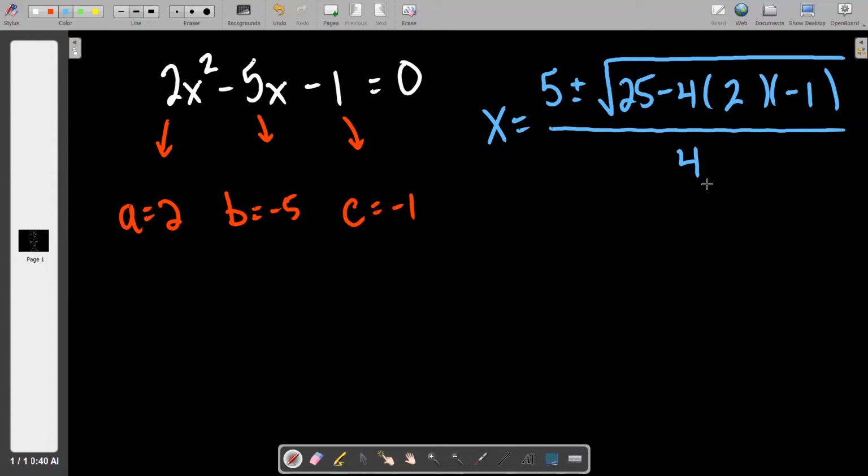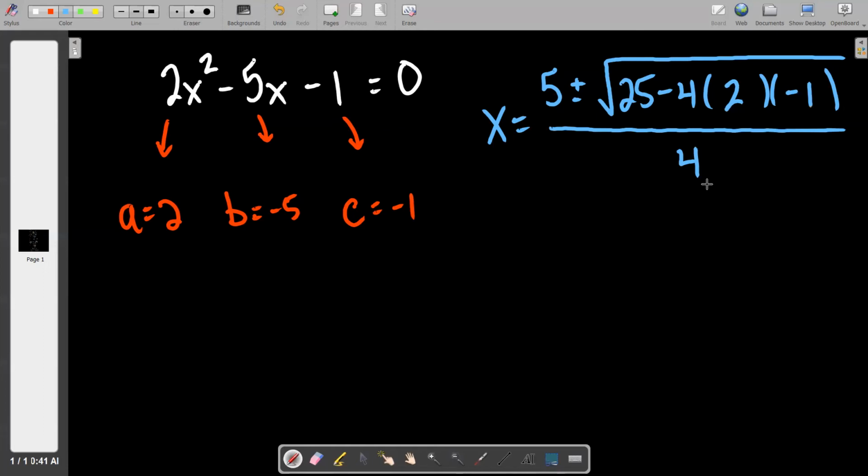The one on the bottom? How'd you get 4? Because it's 2a and a is 2. The quadratic formula is negative b plus or minus the square root of b squared minus 4ac all over 2a. The bottom is 2 times a. And if a is 2, 2 times 2 is 4. And that's where I got the 4.